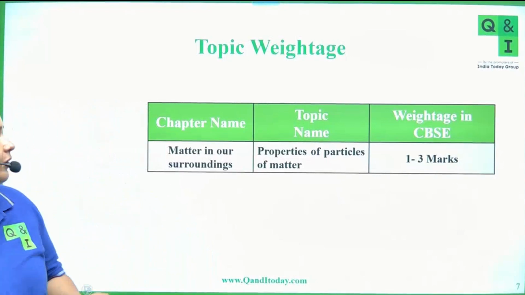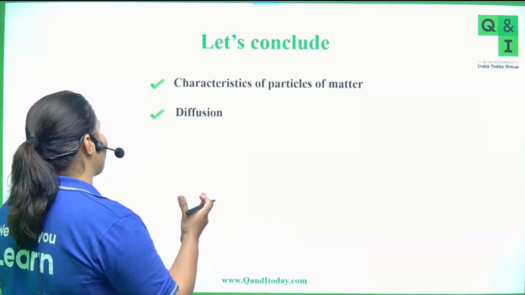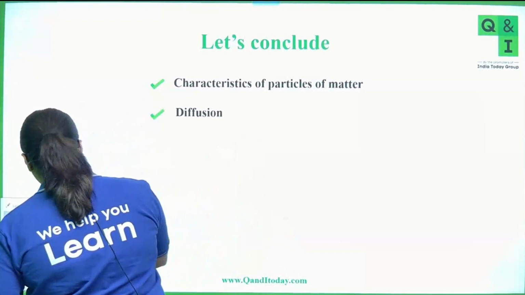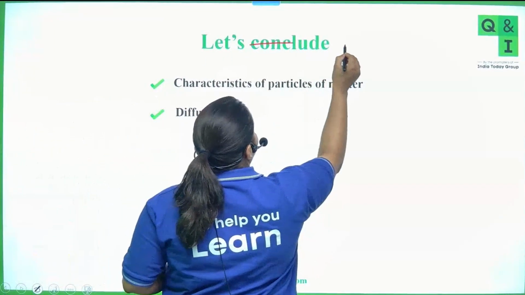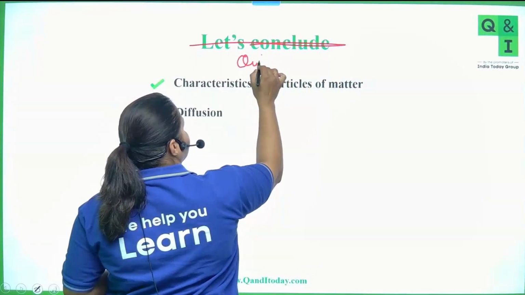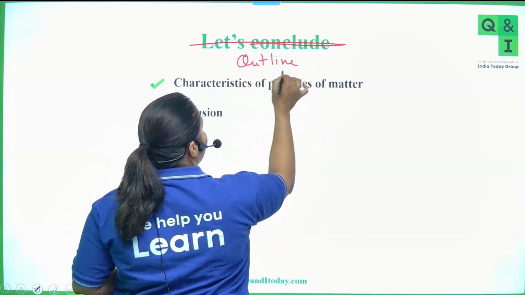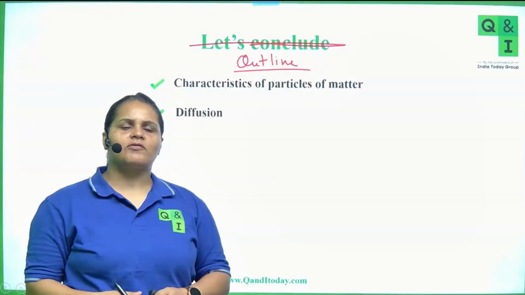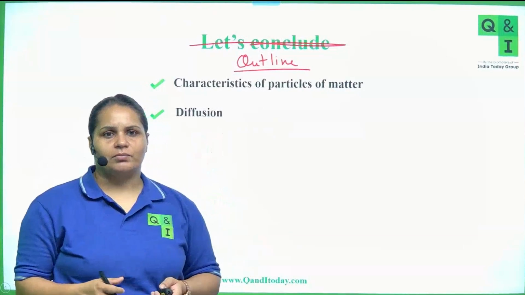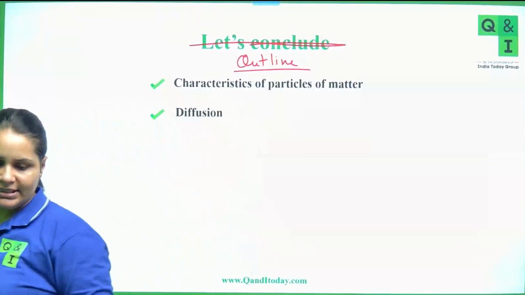But mostly the chances are that the question will be activity based. Okay, let's start now. So what are we going to do? Not conclude, but the characteristics of particles. This is our outline. First, we will see characteristics of particles of matter, and if we get the chance, we will also learn about diffusion. But we should first finish characteristics of particles of matter. Let's start now.